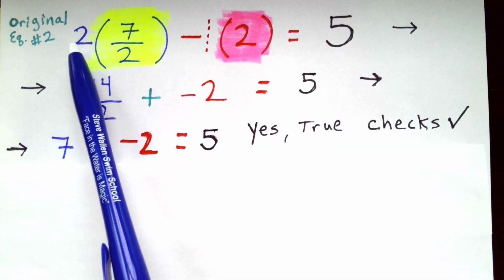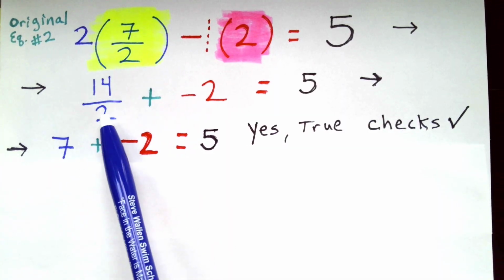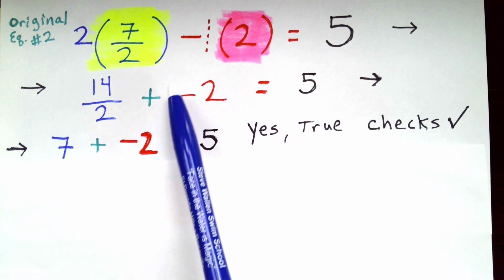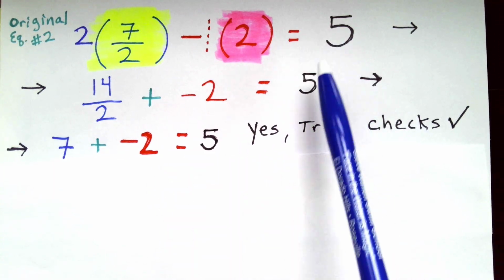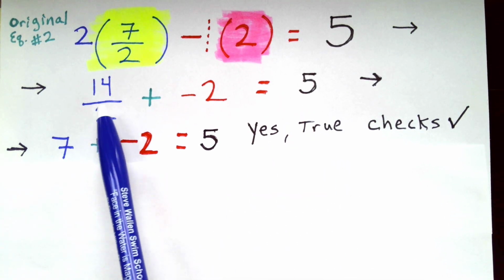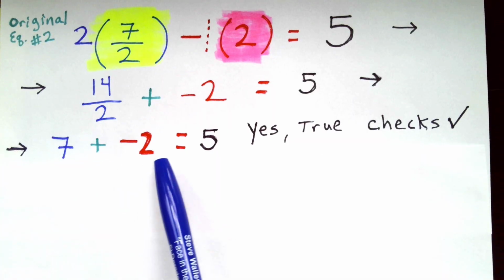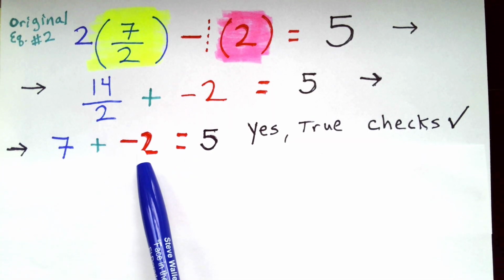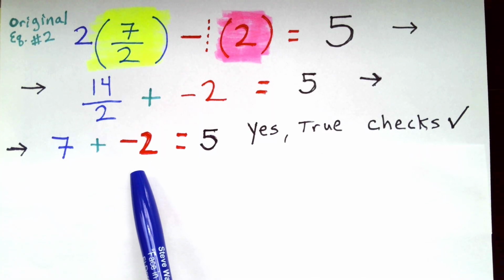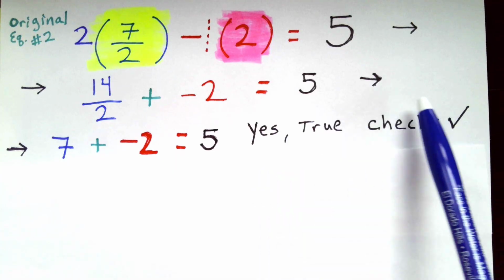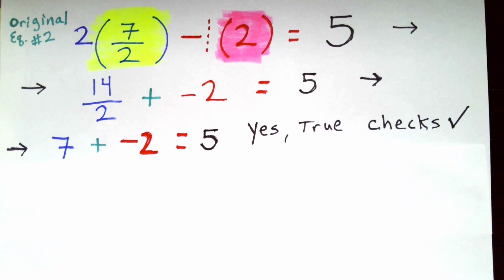Multiply top, bottom. 2 times 7 is 14. 1 times 2 is 2. Plus negative 1 times a positive 2 is a negative 2 equals 5. Bringing down that equal sign, bringing down the 5. 14 divided by 2 is 7, plus a negative 2. You have $7. You just loaned out $2. How much do you still have? 5. Does 5 equal 5? Yes. A true statement.